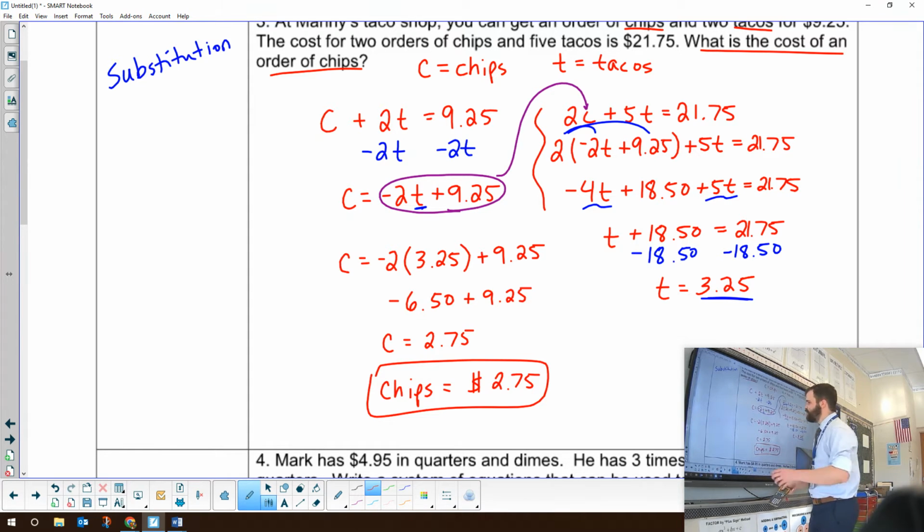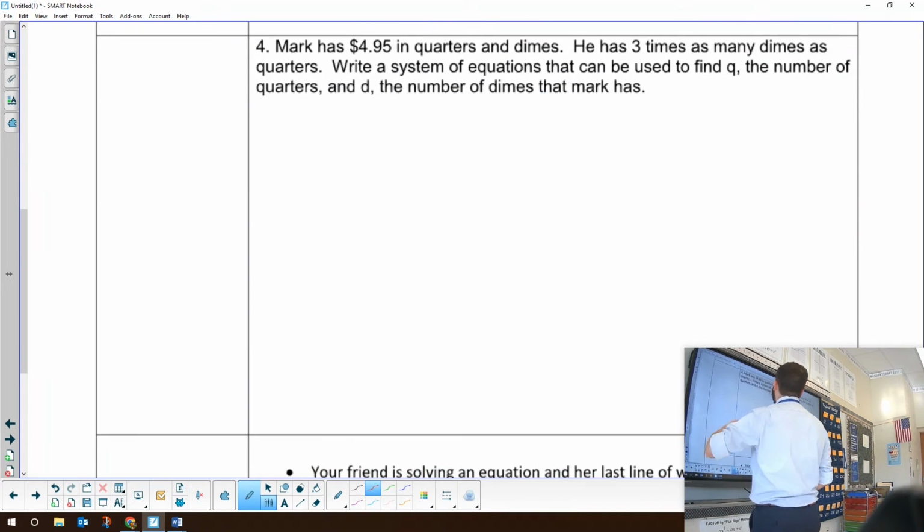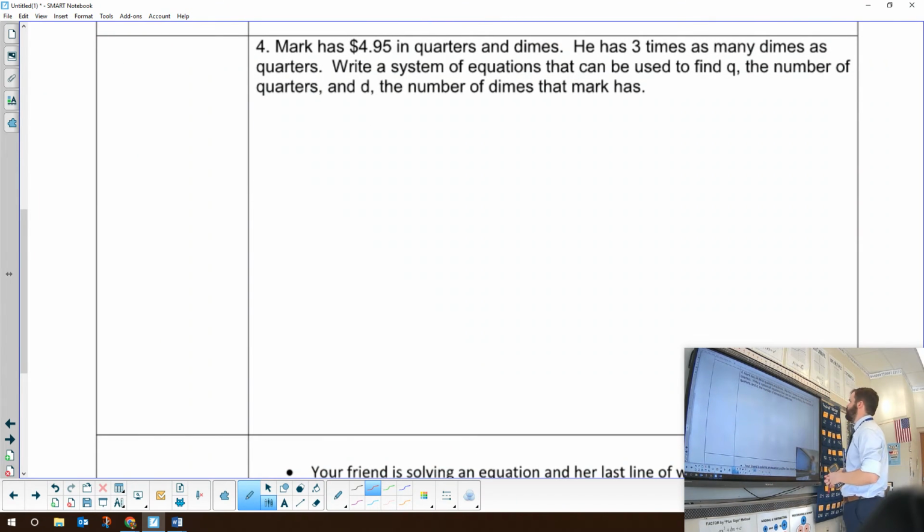Perfect. All right, let's move on to number 4. So number 4 here says Mark has $4.95 in quarters and dimes. He has 3 times as many dimes as quarters. Write a system of equations that can be used to find Q, the number of quarters, and D, the number of dimes that Mark has.